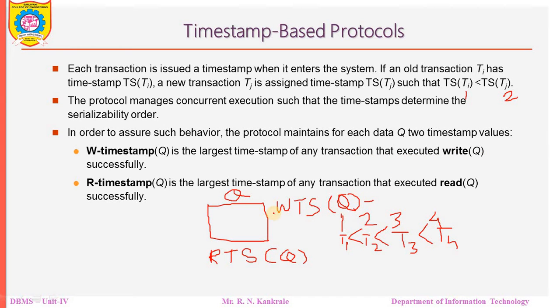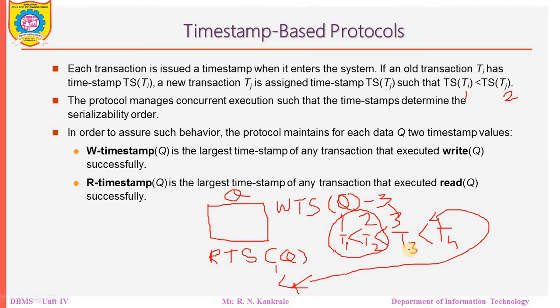It means if the W-TS of Q, the write timestamp of Q, is 3, it means transaction T3 has done the write operation on data item Q, or T3 has updated the value of Q. If the value of R-TS of Q is 4, it means transaction T4 has read the value of Q, and 4 is assigned as the timestamp of Q. Now, when T3 and T4 have done these things with Q, shall we allow T1 or T2 to do things with Q? That we have to learn.